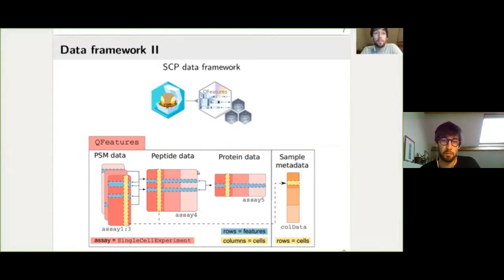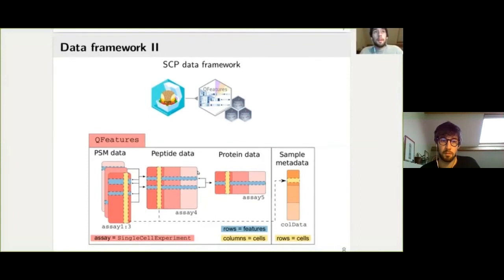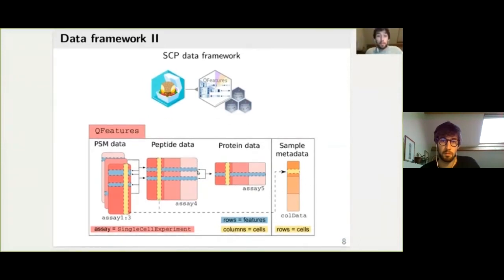At the PSM level, there are several assays, because single cells cannot all be acquired in the same batch, and so we keep them in separate assays. Those assays can then be integrated together and aggregated to peptide data. The peptide data can then be aggregated to the protein data. And see again here that the relationships between features are preserved.